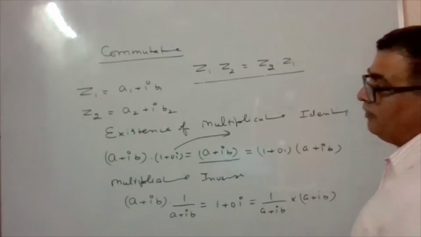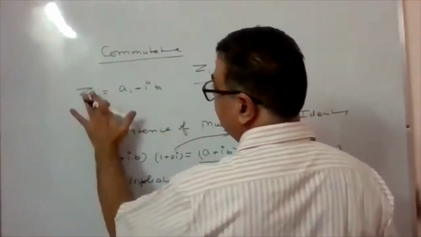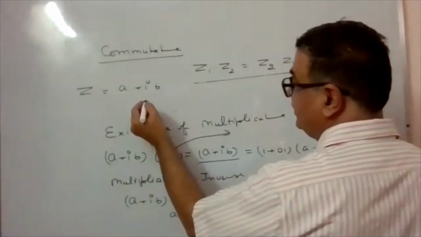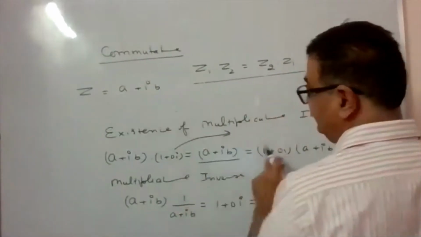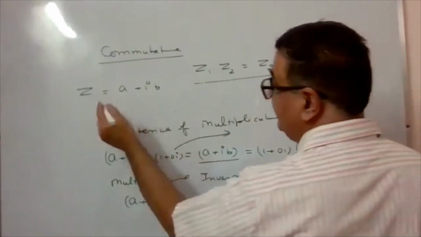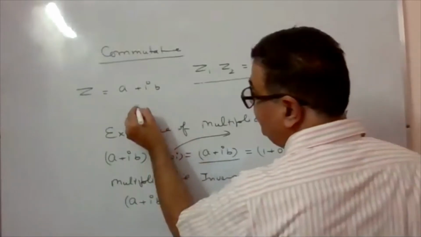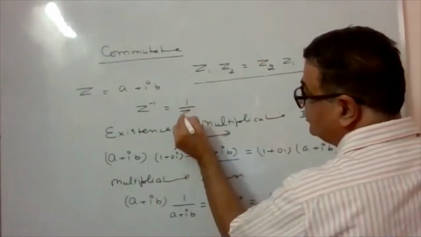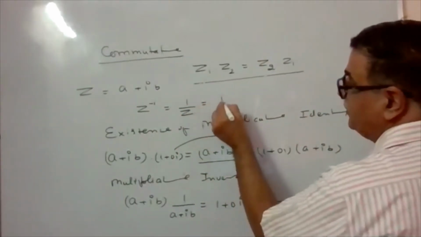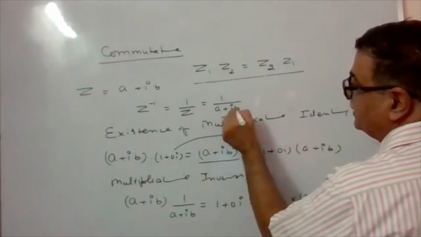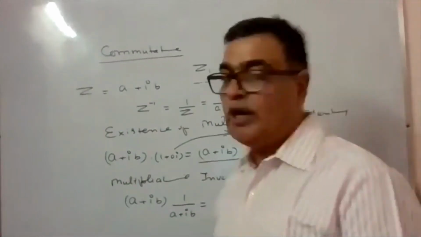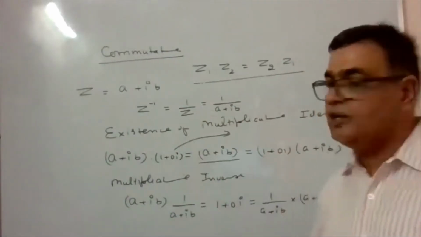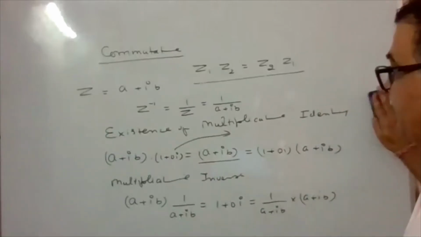So that means if you have a complex number z as a plus iota b, then what will be its multiplicative identity? Multiplicative identity will be 1 plus 0 iota. But when we say multiplicative inverse, that will be denoted by z inverse, and that is nothing but 1 by z. Or I should say it will be 1 by a plus iota b. So whenever you have a complex number and they ask for the multiplicative inverse, we should have 1 by a plus iota b, or it will be 1 by z. That you should keep in mind.